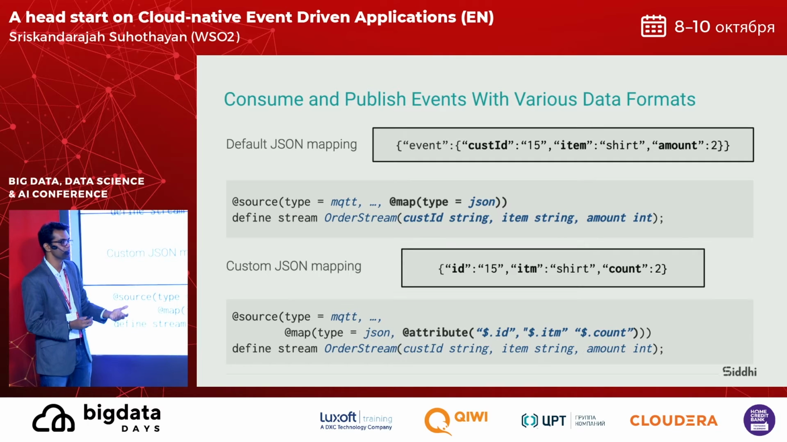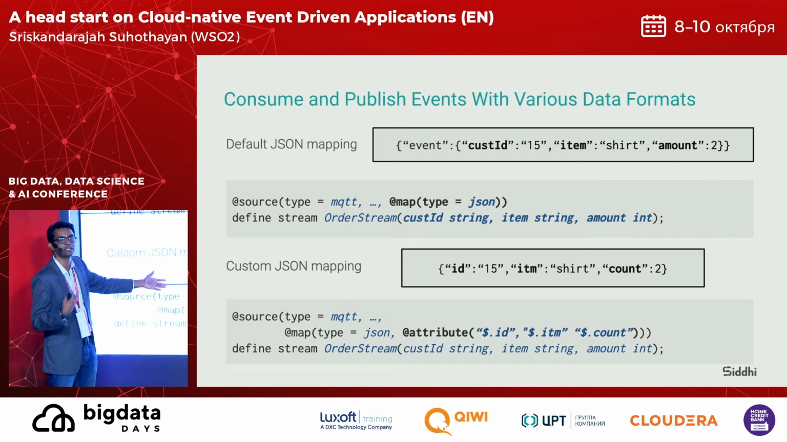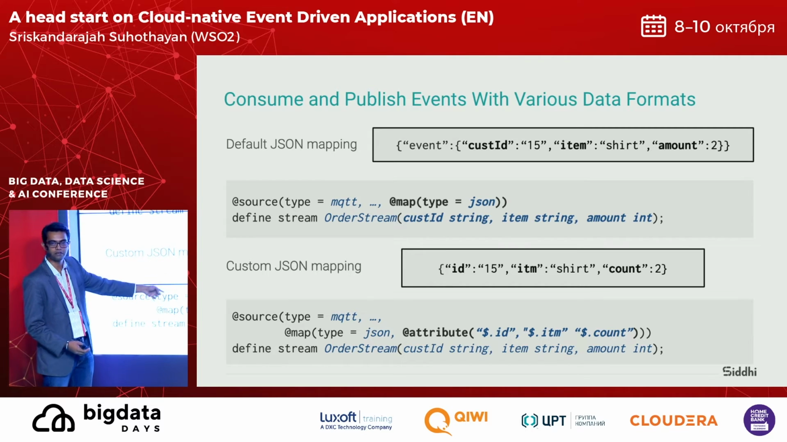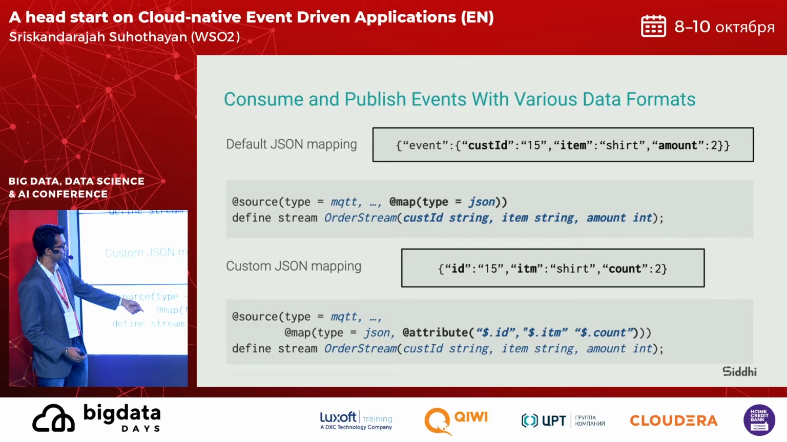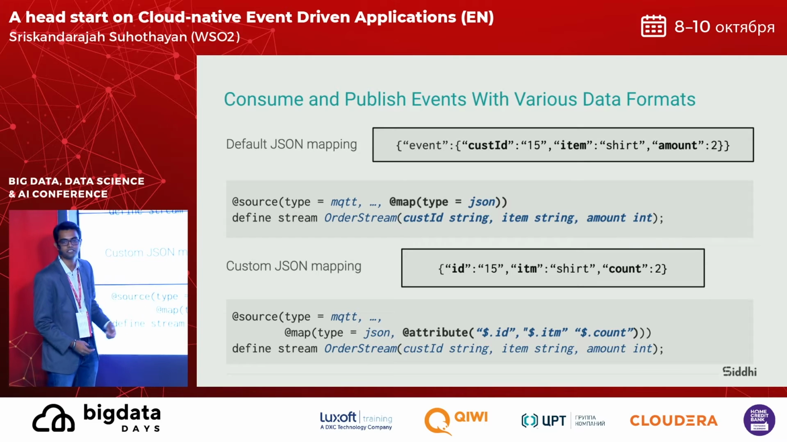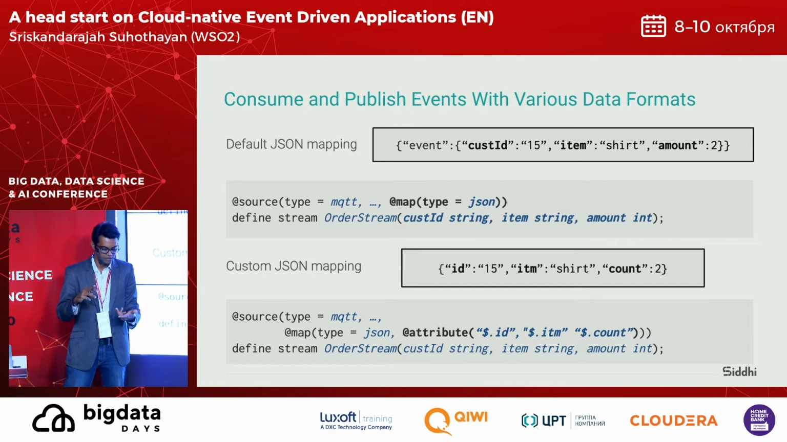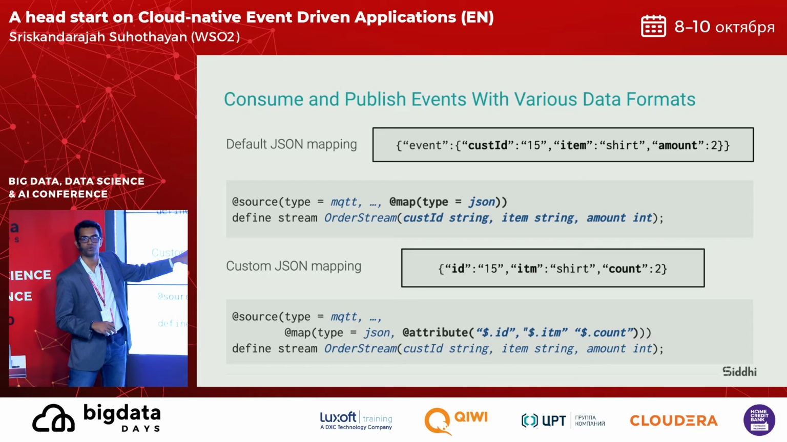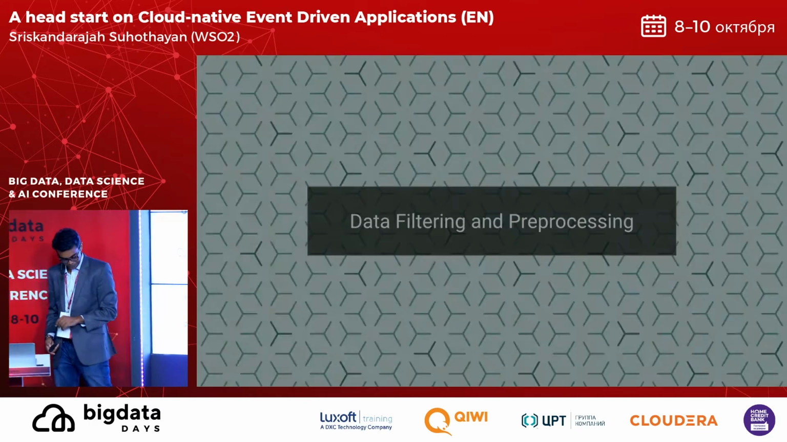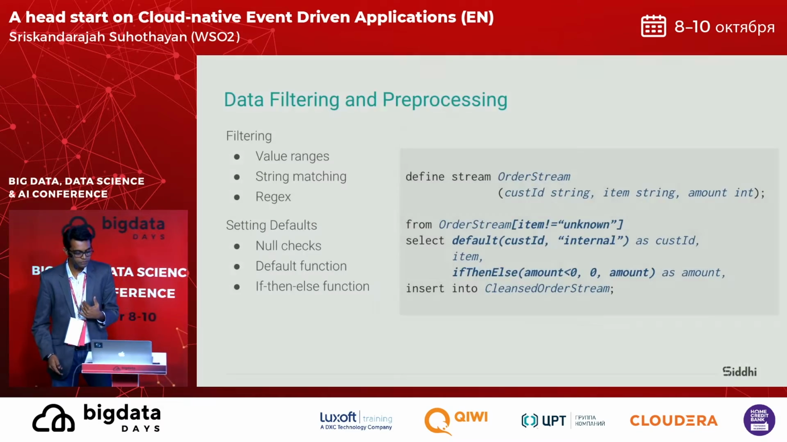But sometimes your external system will not send it in that format, it will send a different format. In that case, you have to give some XPath or JSON path expressions and say, OK, the ID is the customer ID, ITM is the item, and count is the amount. So you can map them so the system will understand. Similarly, for text, JSON, XML, Avro, and everything, there is a way to configure these kinds of mappings.